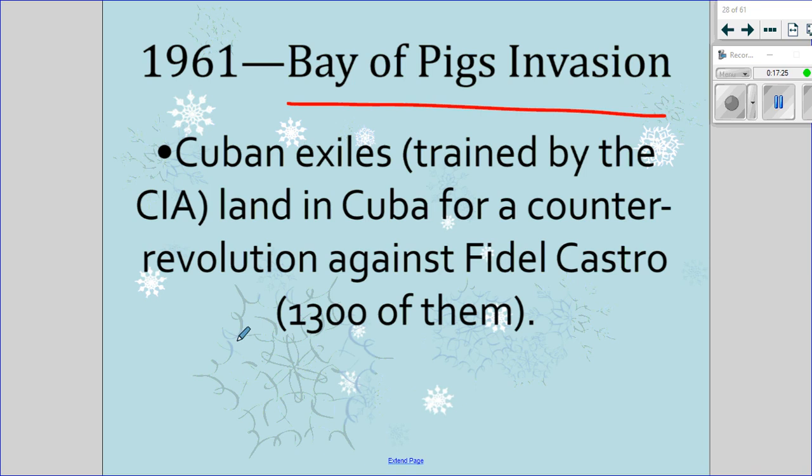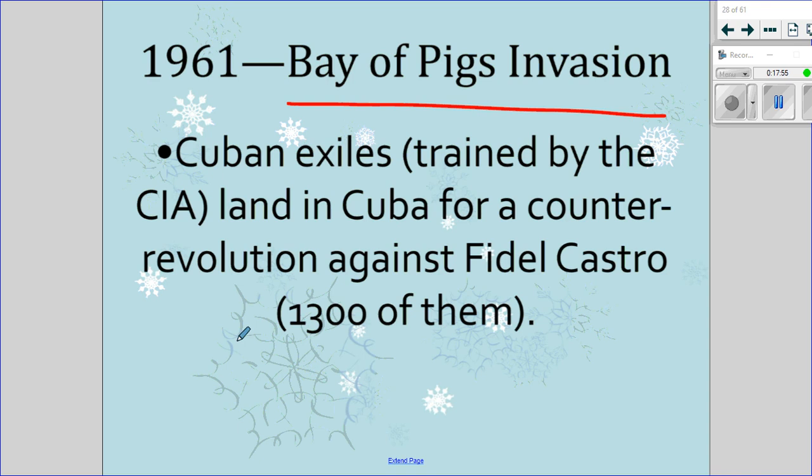And so the CIA gathers up a large number of Cuban exiles and trains them in Florida, and then equips them with World War II planes and tanks and things like that. The idea is that they're going to land at the Bay of Pigs in Cuba, and by doing that, they will spark a revolution against Fidel Castro. Well, here's the thing. They didn't have very good operational security.